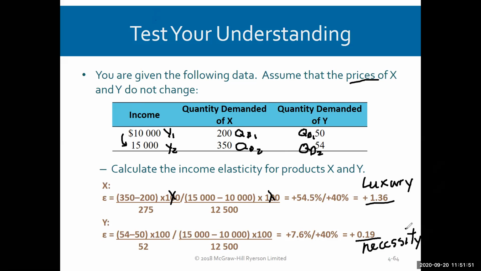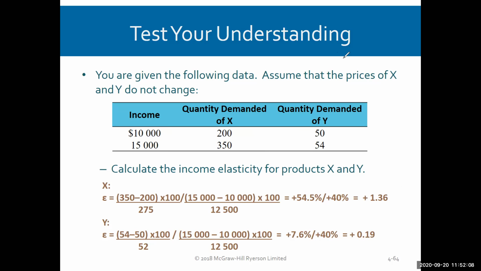So that's how we calculate them. Make sure you understand if it's positive or negative what it means. And if it's positive, is it between 0 and 1 or greater than 1? Be able to say that's necessity or luxury, and then have a pretty good idea what the example is. So we're going to clear this. That's it for this little segment. The very last segment we do on this chapter on elasticity is cross elasticity of demand. So we'll see you when we get there.